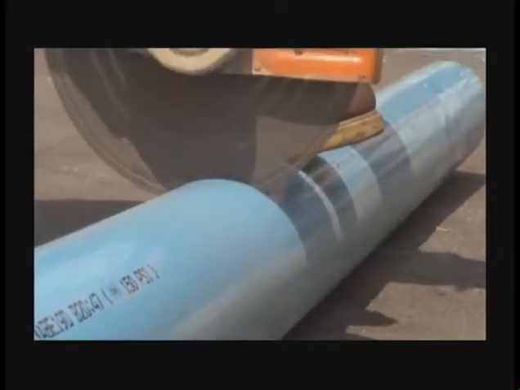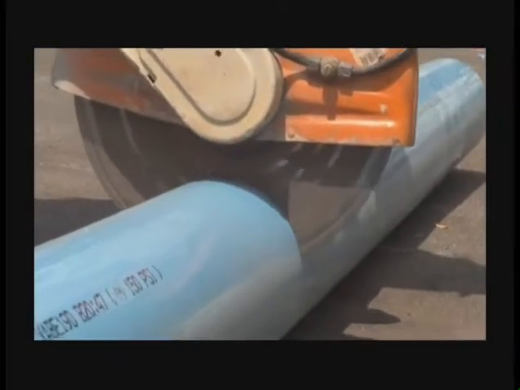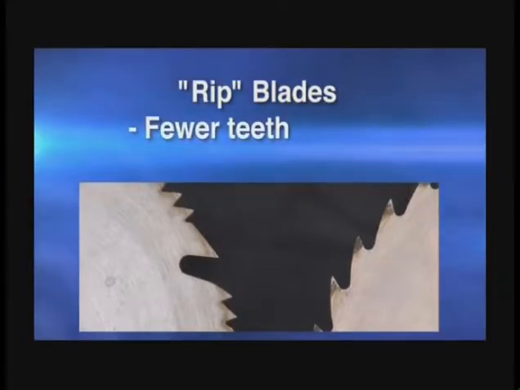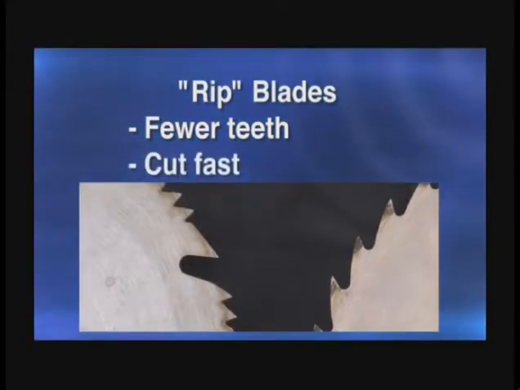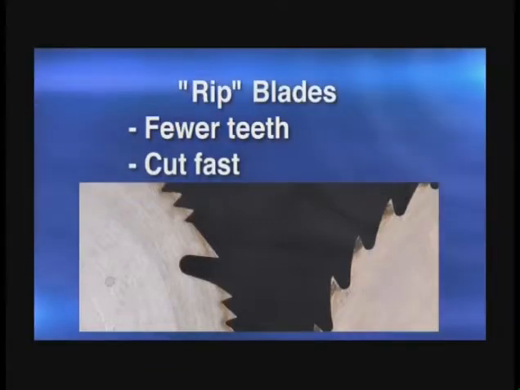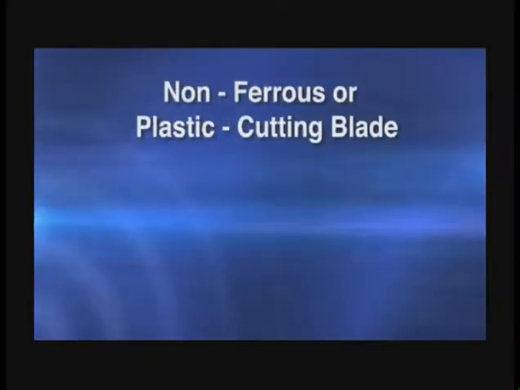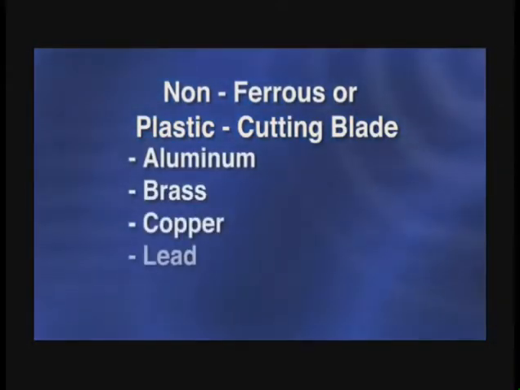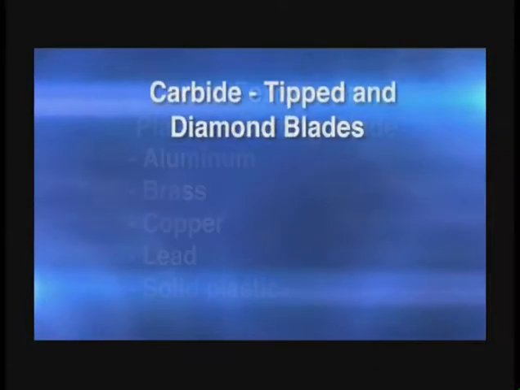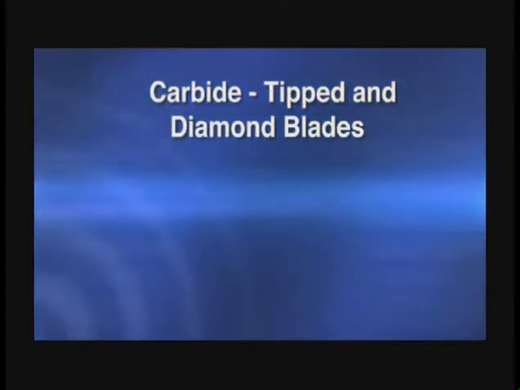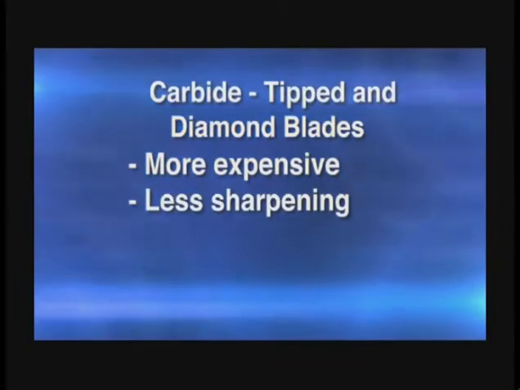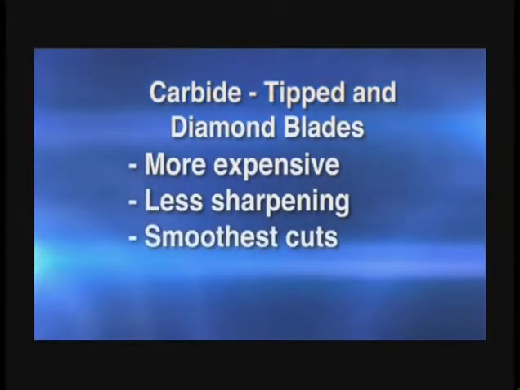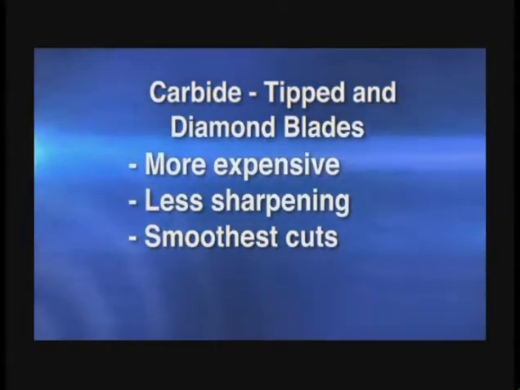Grind or finish blades have teeth that work to slice the material and thus result in a cleaner cut. Blades with fewer teeth are capable of cutting thicker material. Rip blades cut fast at high feed rates, but do not make smooth cuts. A non-ferrous metal or plastic cutting blade is used for aluminum, brass, copper, lead, and most solid plastics. Carbide-tipped and diamond blades are more expensive, but require less frequent sharpening and make the smoothest cuts. And a reminder that using power tools to cut asphalt cement pipe is prohibited by law.